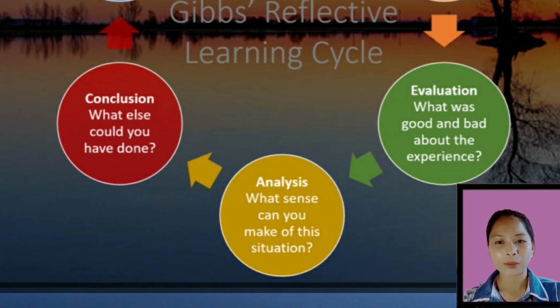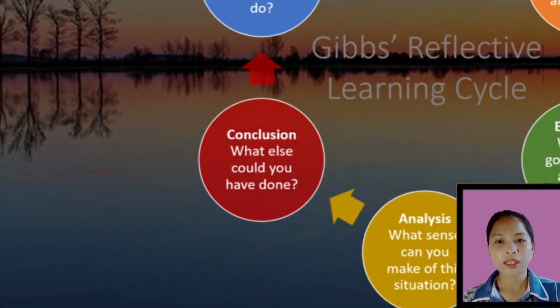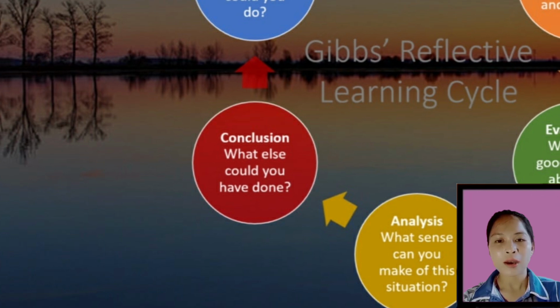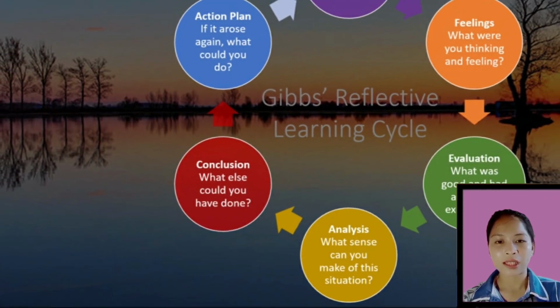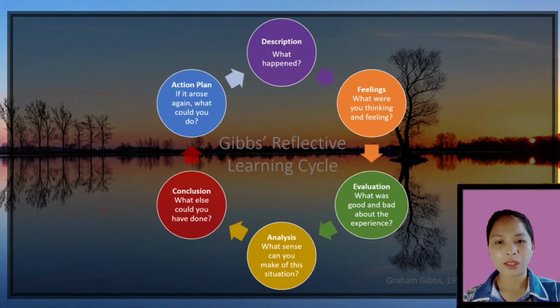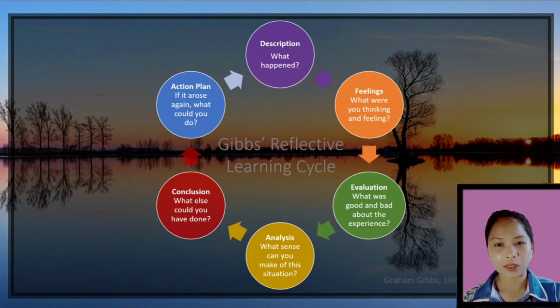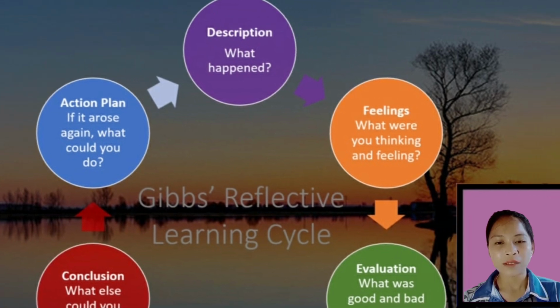So fifth is conclusion. What else could you have done? Like thinking about other ways you could handle this. Sixth is action plan. If it arose again, what could you do? So this action plan is like a plan for future similar situations.